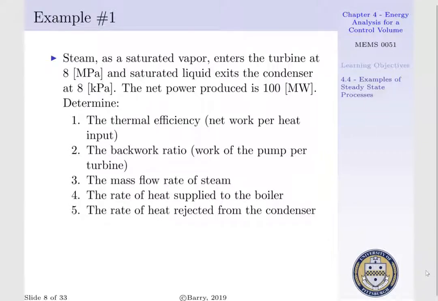Let us consider example 1. Steam as a saturated vapor enters our turbine at a pressure of 8 MPa, and saturated liquid exits our condenser at 8 kPa. If the net power produced is 100 megawatts, we want to determine the thermal efficiency of the Rankine cycle, the back work ratio, the mass flow rate of the steam, the rate of heat supplied to the boiler, and the rate of heat rejected from the condenser.